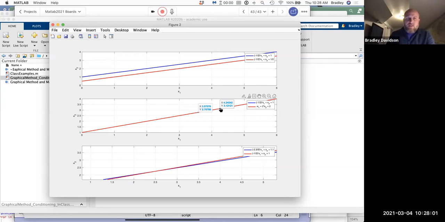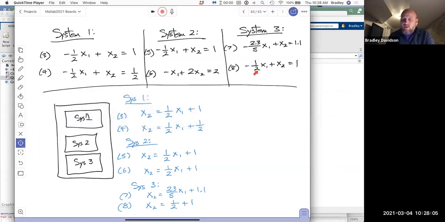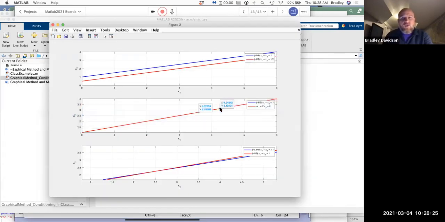And then let's take a look at our third system. Let's look down here at the bottom. Okay, we've got a slope that's 1/2 and an intercept that's 1 for our second equation, or equation number 8. And then for equation 7, it's a slope that's close to 1/2 and then an intercept that's close to 1. Okay, so what you're seeing here are that these 2 lines have very similar slopes and very similar intercepts.